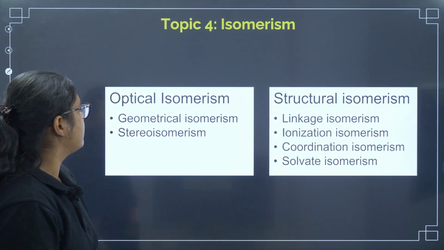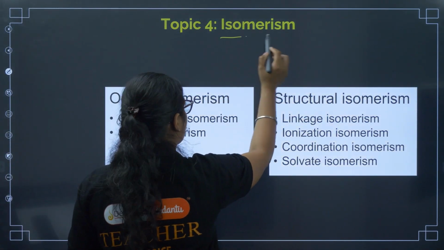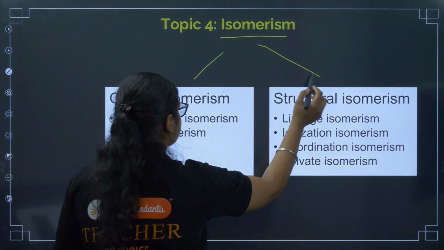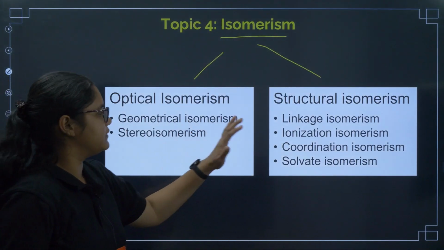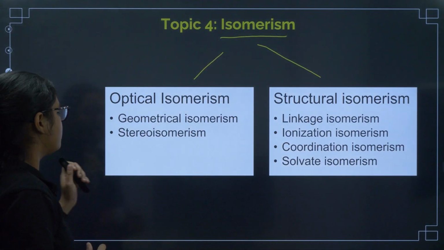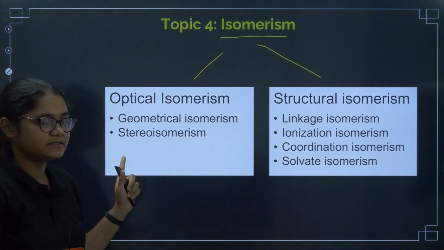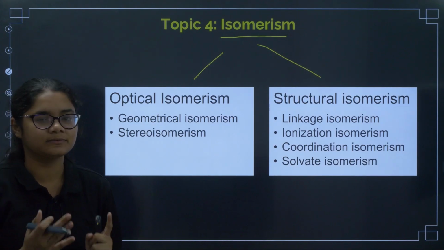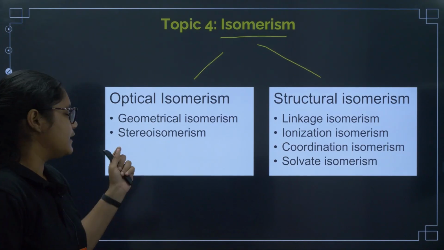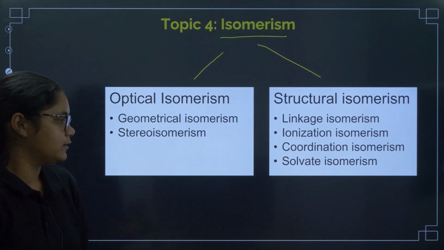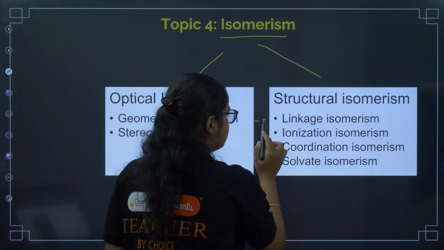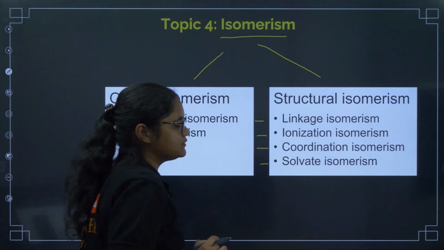Now coming to isomerism, the next important topic. Isomerism is of 2 types: first is stereoisomerism and then structural isomerism. In stereoisomerism, we have geometrical isomerism and optical isomerism. Geometrical isomerism, you know, is cis and trans, and in optical isomerism, enantiomers are there. Now in structural isomerism, we have linkage, ionization, coordination and solvent isomerism.